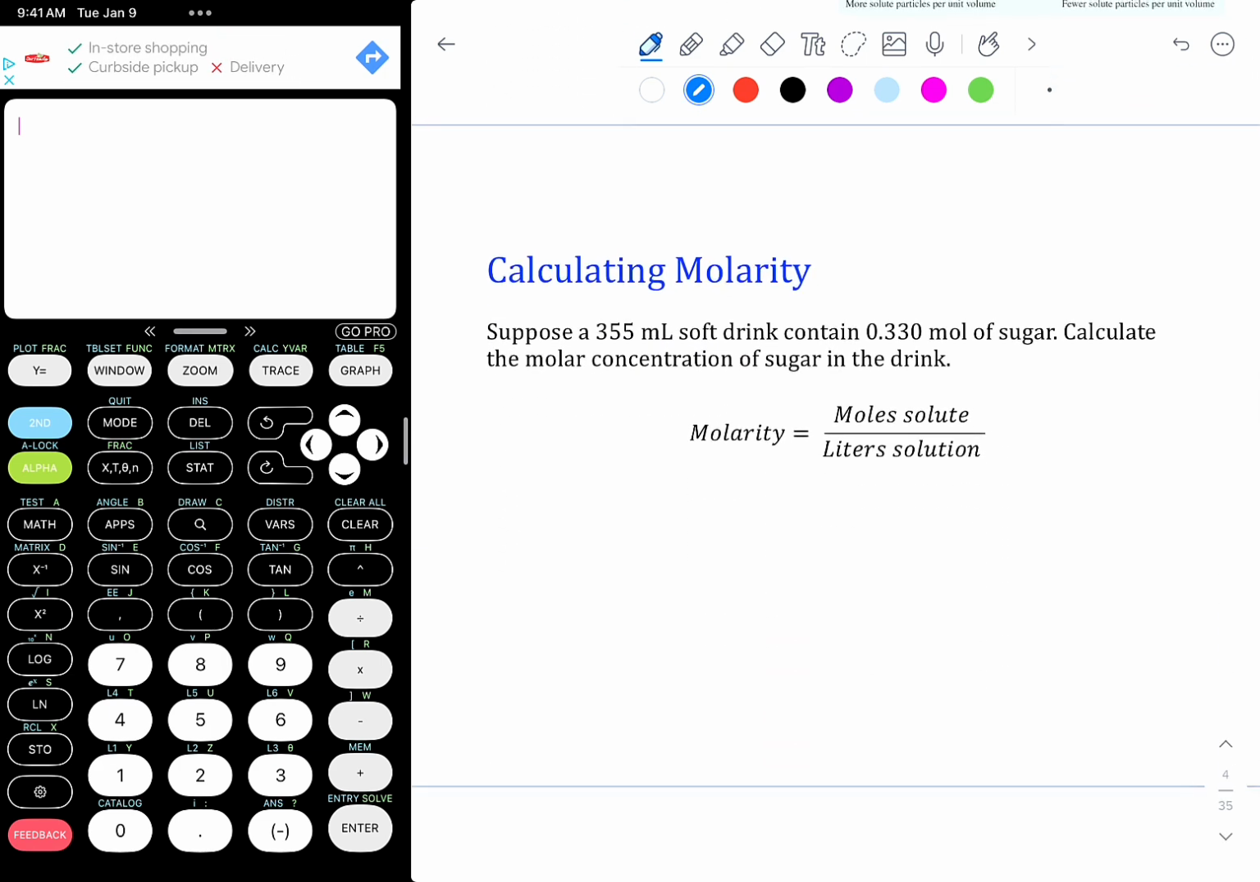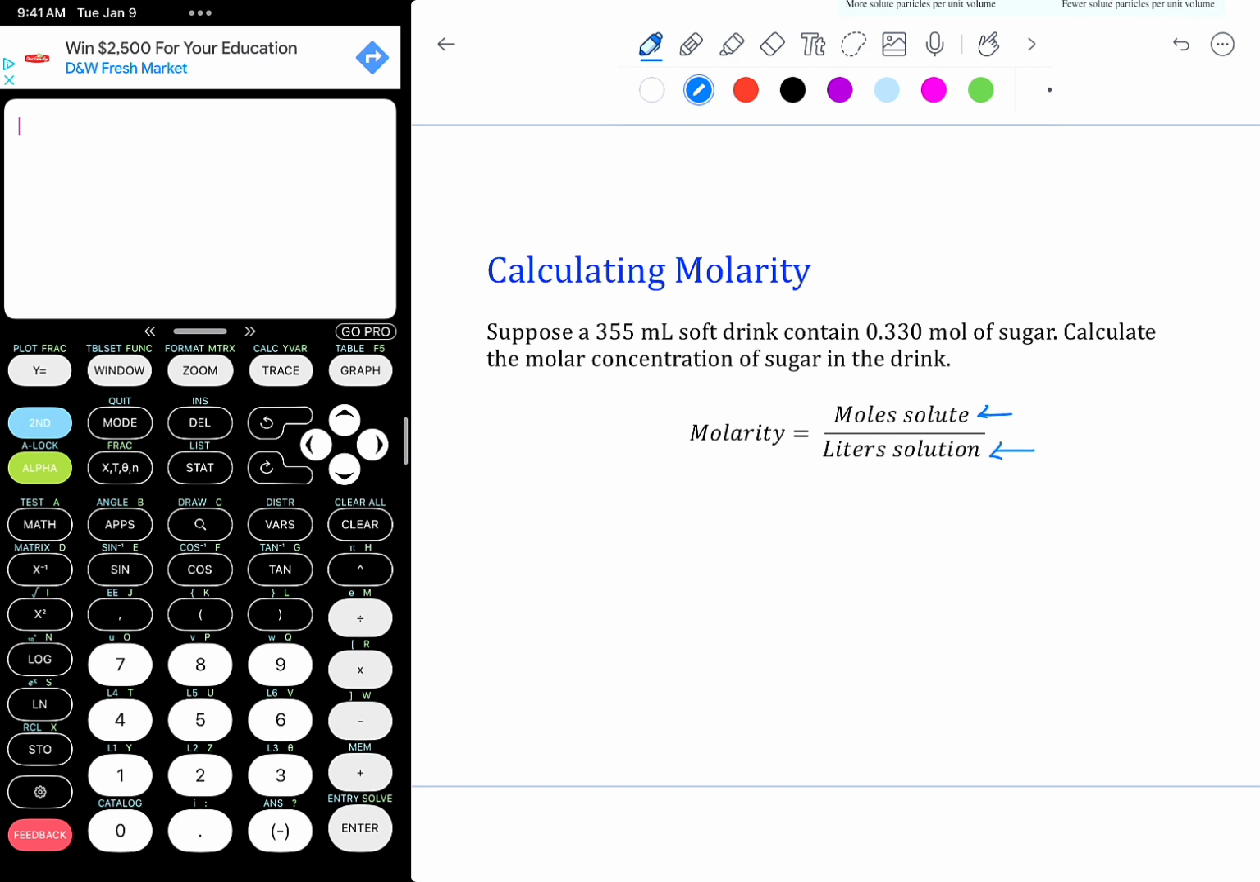So we can calculate molarity if we know the moles of our solute and the total volume of our solution. Now what I want to point out are the units that we have to use. If we want to have proper molarity for concentration, we must have moles of solute and liters of solution. So in our example here, suppose a 355 milliliter soft drink contains 0.330 moles of sugar. Calculate the molar concentration of sugar in the drink.